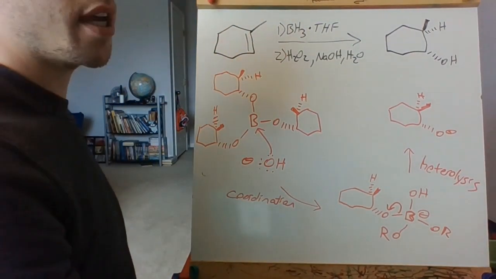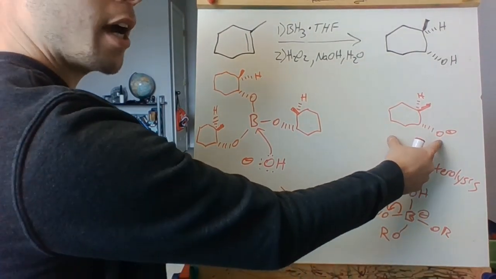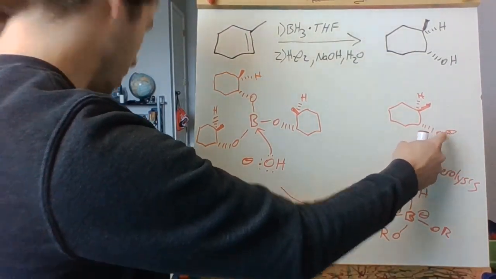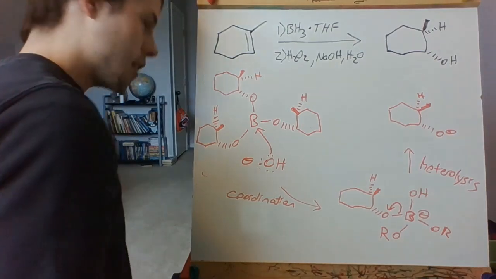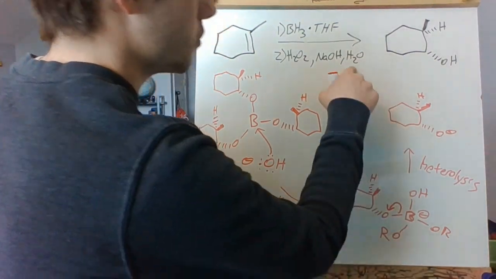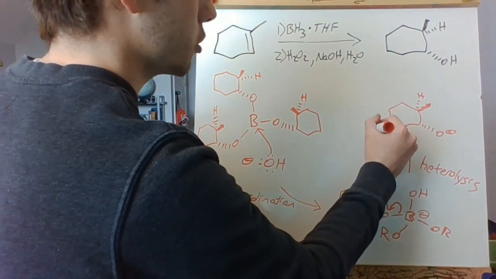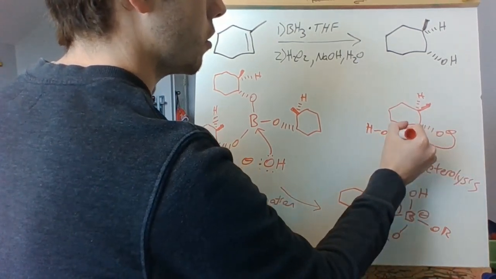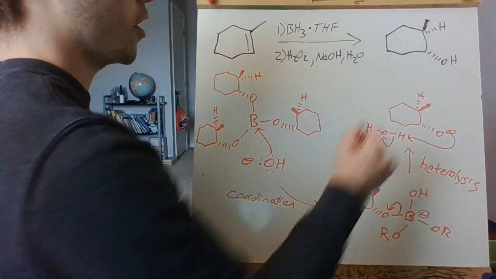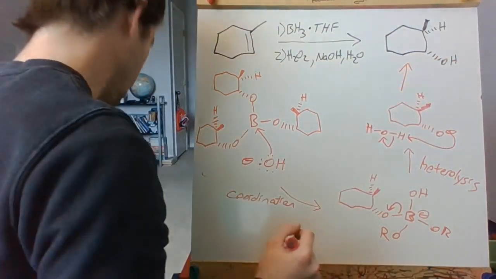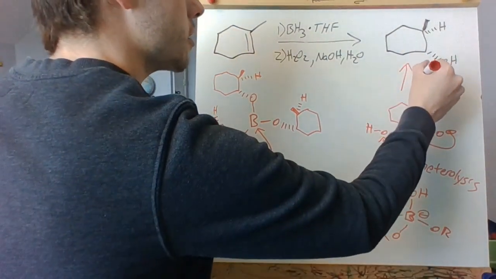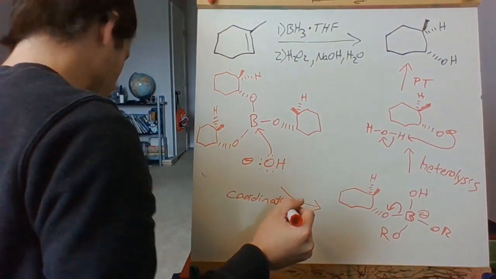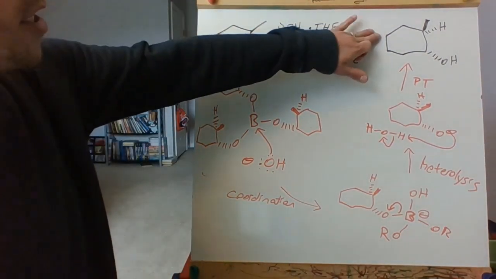And now we have an alkoxide, which means a negative charge on an oxygen. And at this point, we have a proton transfer from our water in our reaction, to give us our final molecule. So this last step was a proton transfer, and this gets us to here.